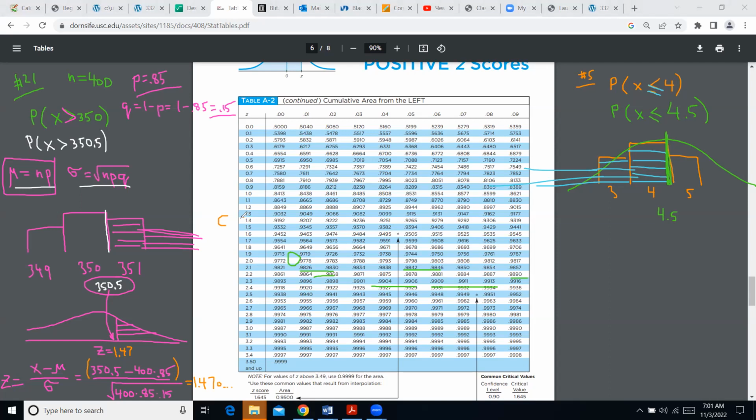So I need 1.4 for the row and 7 for the column, right? 0.7, so it's 0.9292. Okay, that's not the answer as of yet, but we're almost there, because now I have to see what is on the opposite side. Since this is a distribution, the whole area is 1, and that's why to get the answer I subtract from 1 and I get 0.0708.